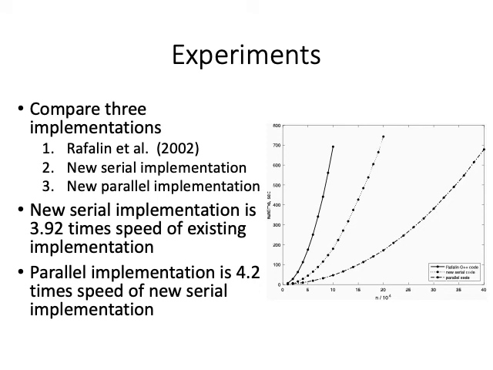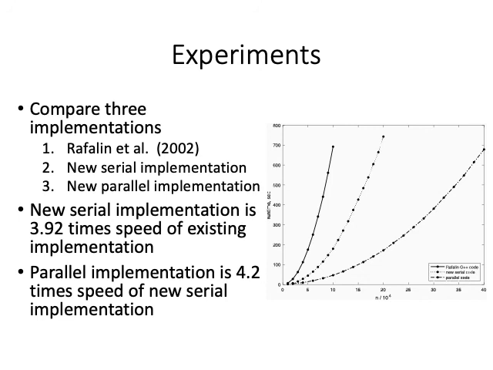Three implementations of topological sweep are compared. The first is the Raveling code from 2002. I implemented a new serial code and a new parallel code. The Raveling code can process 100,000 points in a little over 11 minutes. The new serial code can process 200,000 points in 12 minutes. The parallel code can process 400,000 points in about 11 minutes.